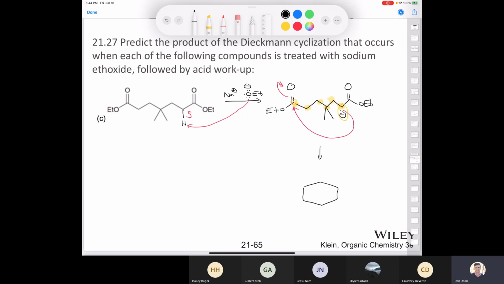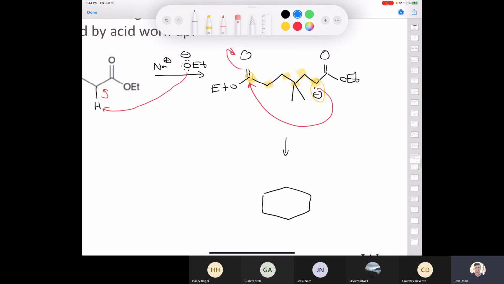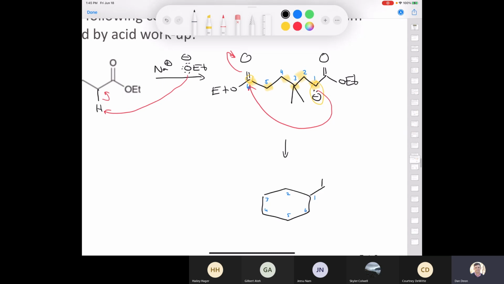Okay. We could number the carbons. I'll call this one carbon number 1, 2, 3, 4, 5, 6. On carbon number 1, I've still got my ethyl ester. On carbon number 3, I've got a geminal dimethyl. I don't want to leave that guy out. And then on carbon number 6, I'm going to have my tetrahedral intermediate. So I'm going to have my oxygen with my negative charge, and then I have my ethoxy group down here. So what's going to happen next is the loss of the leaving group.